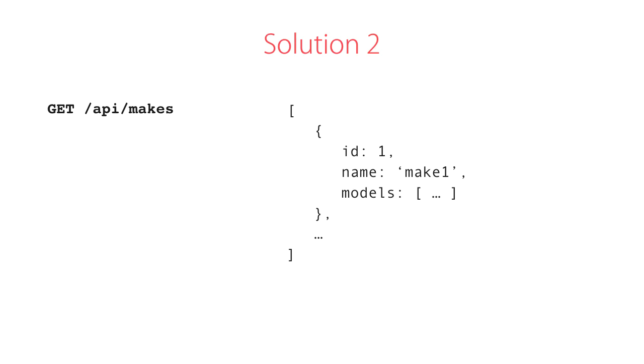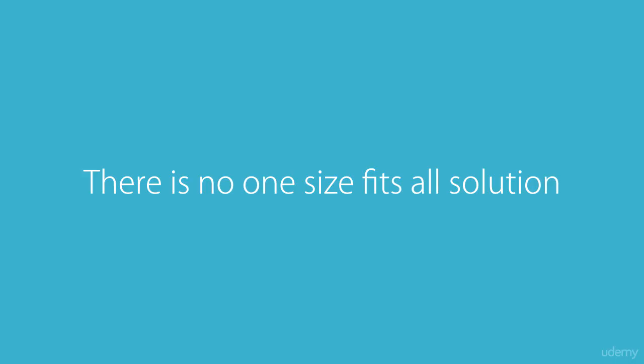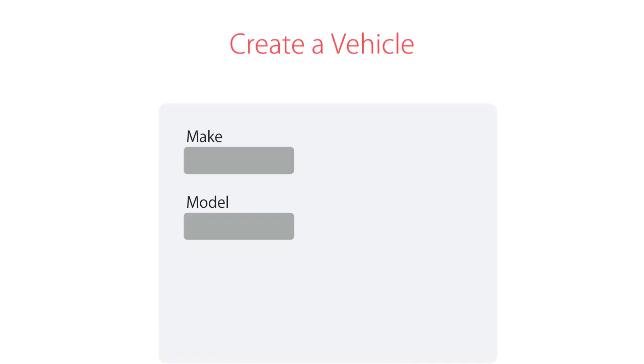It depends. There is no one size fits all. In this particular case, because we're dealing with a small dataset, I would rather have one endpoint and reduce extra calls to the server. Because think of the total number of makes and models for all the vehicles out there. We don't have 5,000 models. We don't have 5,000 makes. There are only about 20 to 30 makes, and each make might have 10 to 20 models.